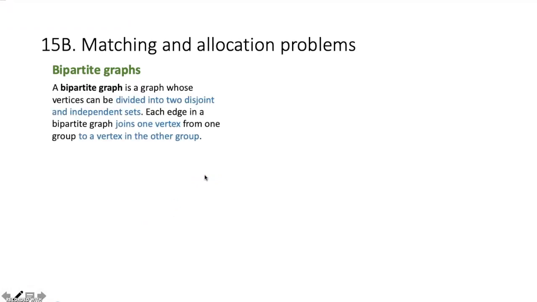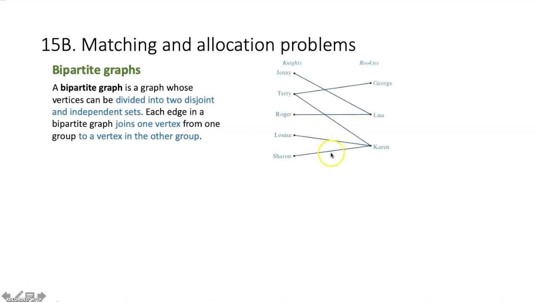A bipartite graph is a graph whose vertices can be divided into two disjoint and independent sets. Each edge in a bipartite graph joins one vertex from one group to a vertex in the other group. Okay, so that's an example of a bipartite graph.